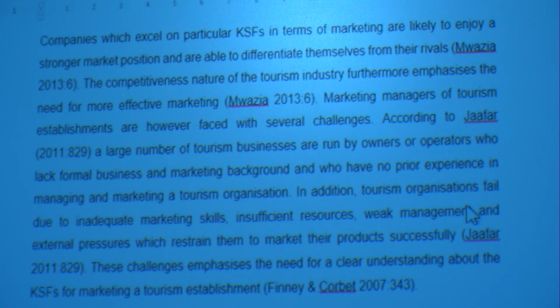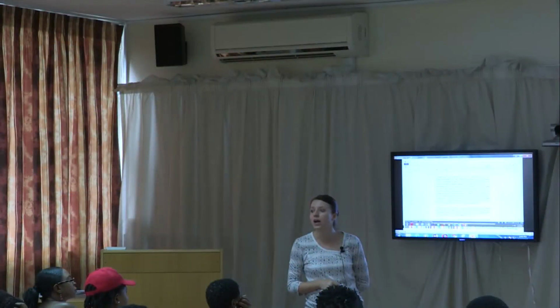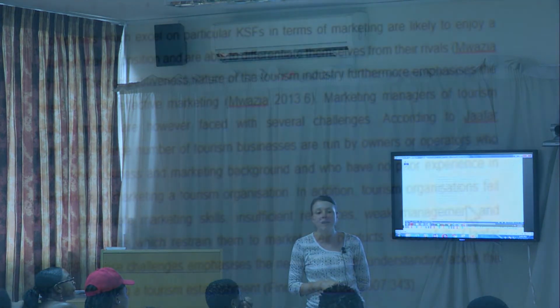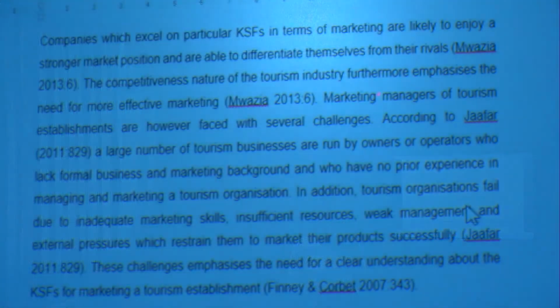Why is it important? Why is your title important? The competitive nature of the tourism industry furthermore emphasizes the need for more effective marketing. What do we see there? There is a need for this study. Why? Because the industry is competitive. That comes into a problem statement. It emphasizes the need. Marketing managers of tourism establishments are, however, faced with several challenges. Here comes a problem. A challenge is a problem. Okay. What are these challenges? Don't just stop there. Now you have to tell me, what are those challenges?